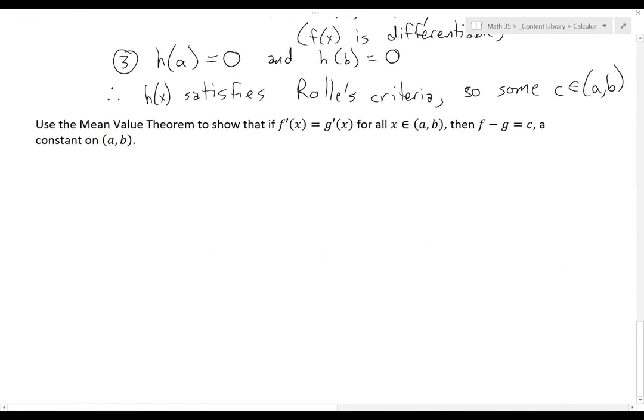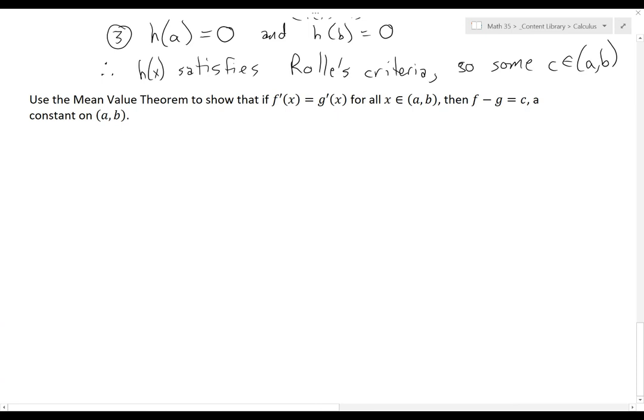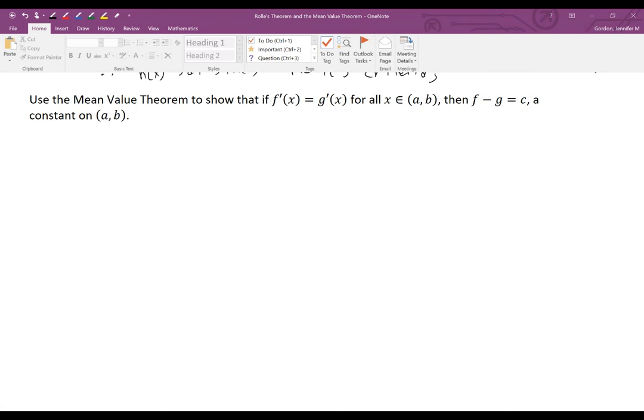Looking then at how we can use this, we can use the mean value theorem to show, for example, this sample question that was asked on an IB exam. Use the mean value theorem to show that if f prime of x equals g prime of x for all values of x in a given interval, then f minus g equals c, a constant on [a, b]. So there's some constant there.